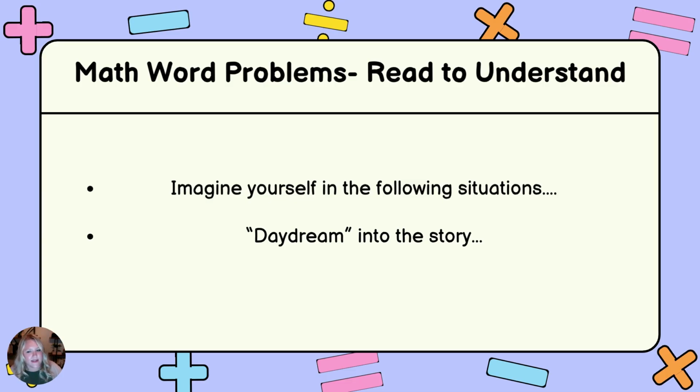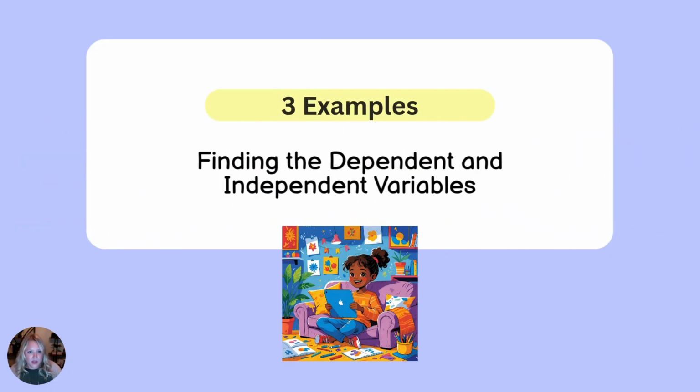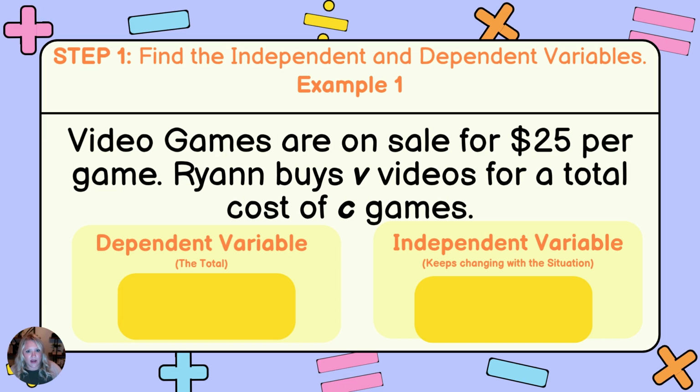We went over this in detail, but just to recall and remember some math word problem solving strategies. Okay, so here are 3 examples of finding the dependent and independent variable. There are 2 examples that I'll be going over with you, and then you'll be doing 2 examples on your own. So find the independent and dependent variables.